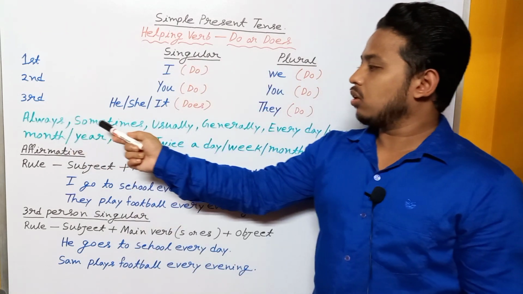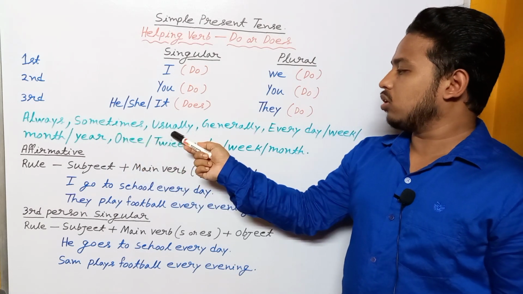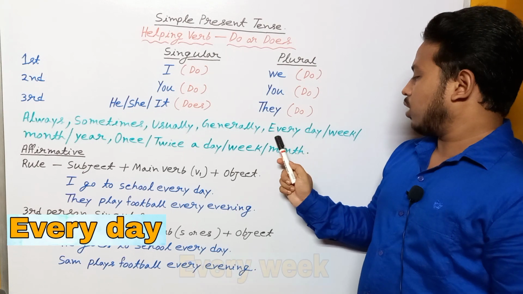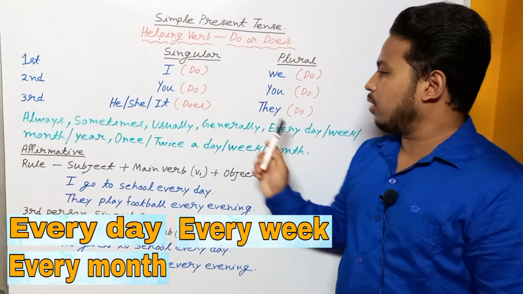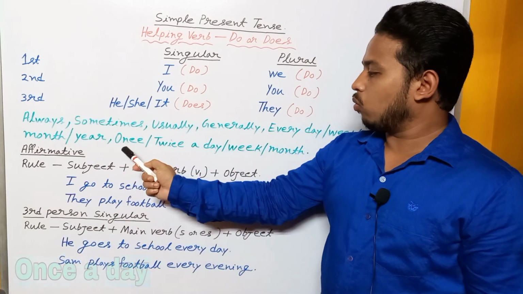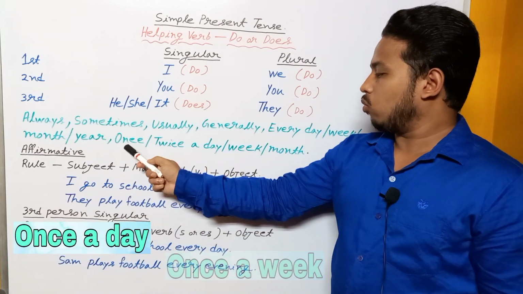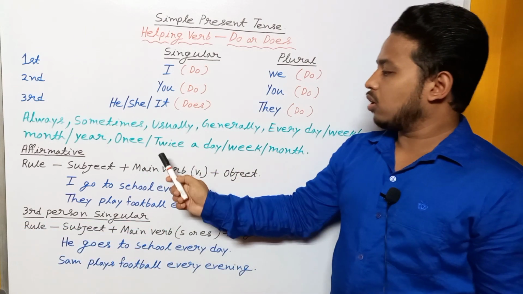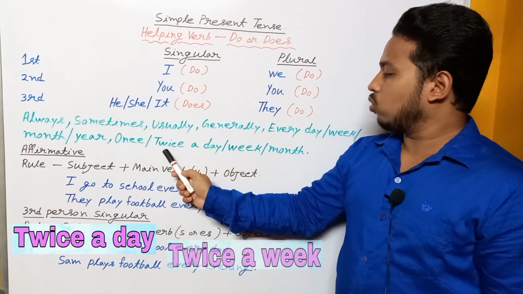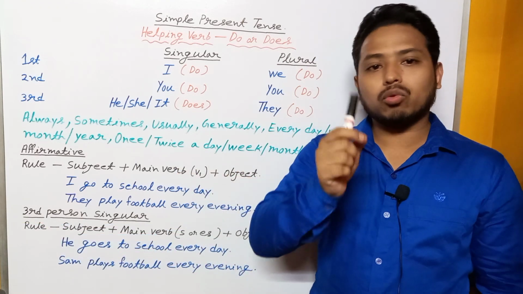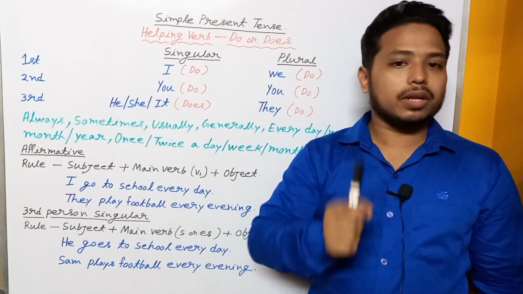Always, sometimes, usually, generally, every day, every week, every month, every year, once a day, once a week, once a month, twice a day, twice a week, twice a month. There are some words we use in simple present tense.